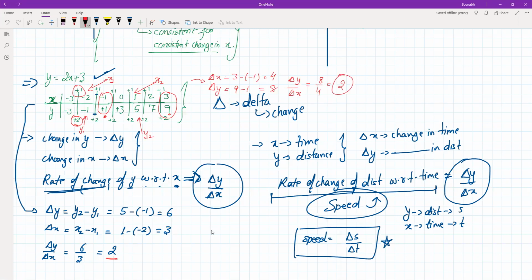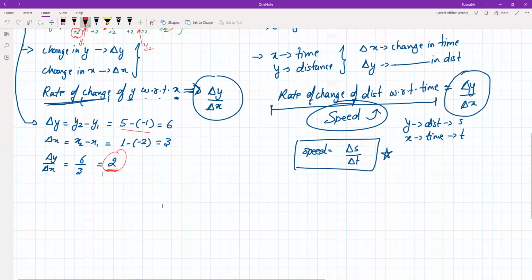So irrespective of the point which we choose, whether we choose these points or whether we choose these points, it doesn't matter, right? What is the rate of change? 2. What is the rate of change here? 2. That means this rate of change is actually constant. That's what we mean by uniform change, where the rate of change is constant or uniform throughout. Right? And in every straight line graph, you will get this. Even that can be proven.